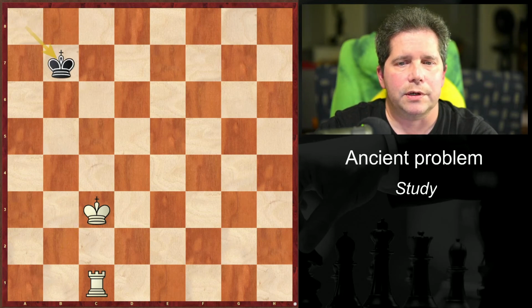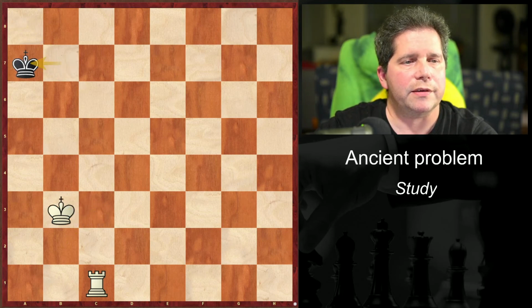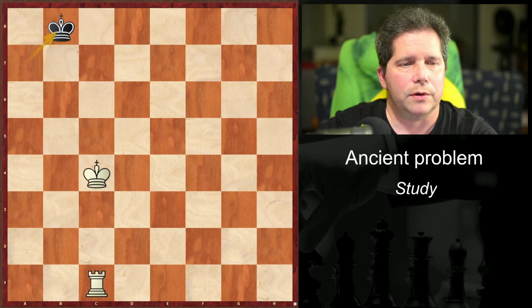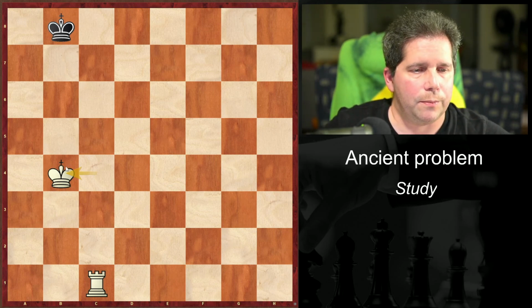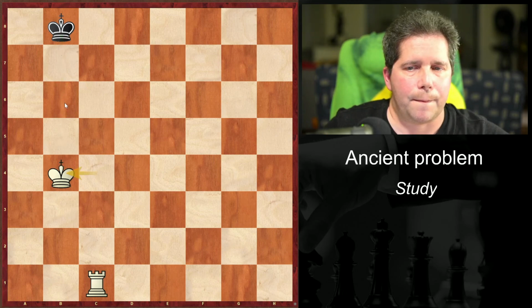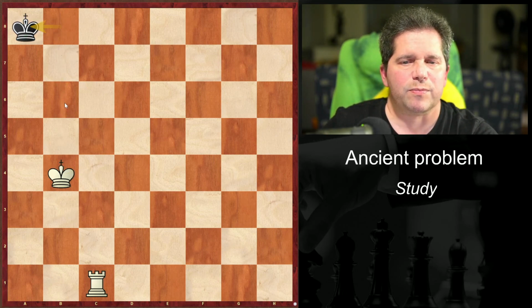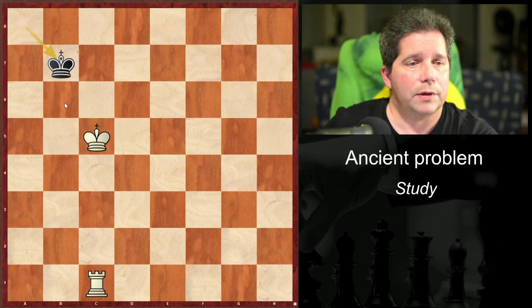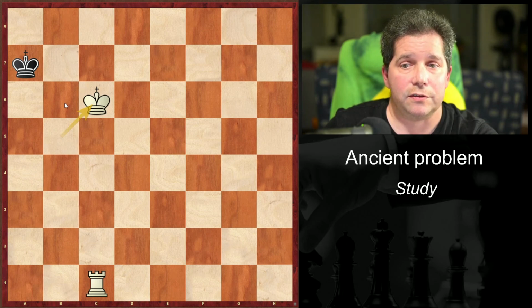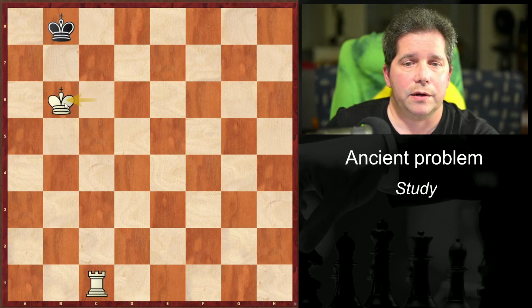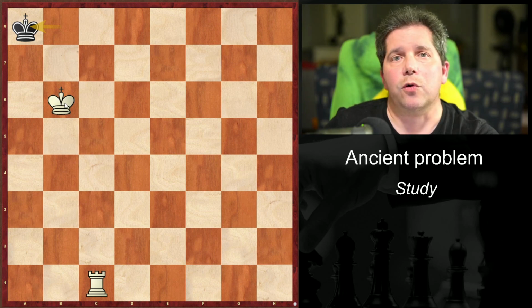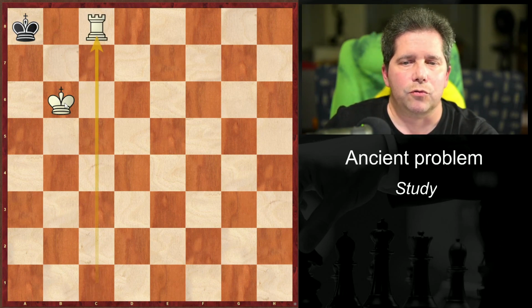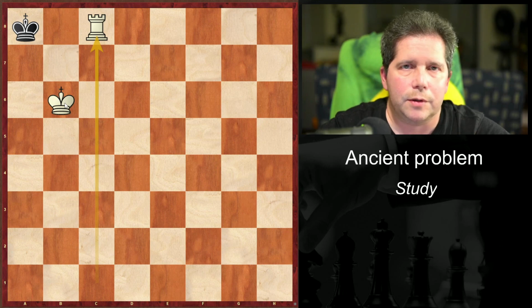King b7, king b3, king a7, king c4, king b8, king b4. As we can see, we have that distant opposition here. King a8, king c5, king b7, king b5, king a7, king c6, king b8, king b6, king a8, and of course, rook c8 mate. Brilliant.